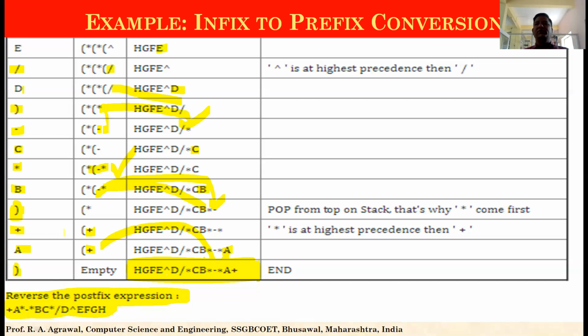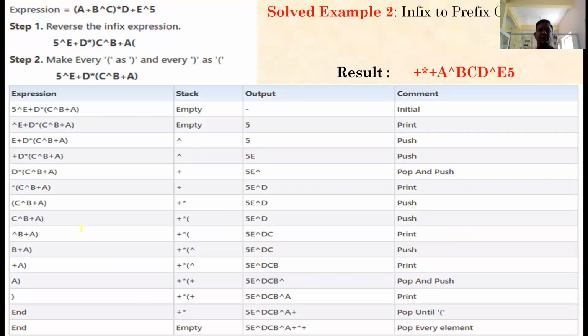Okay, so this is how the infix to prefix algorithm works. Continuing ahead, we will see another example. It is very similar, but for better understanding I have taken one more example. Again we will apply the same procedure: reverse the given infix expression, make every opening bracket a closing bracket and every closing bracket an opening bracket, and then solve by using the infix to postfix algorithm, applying the steps one by one.